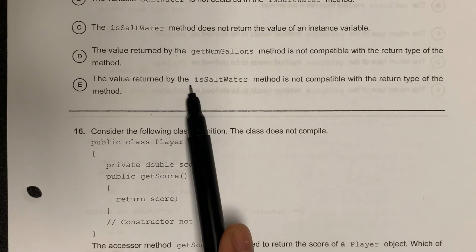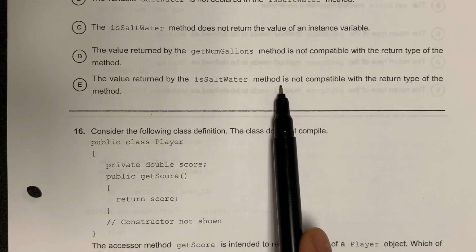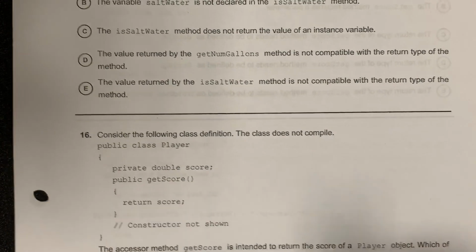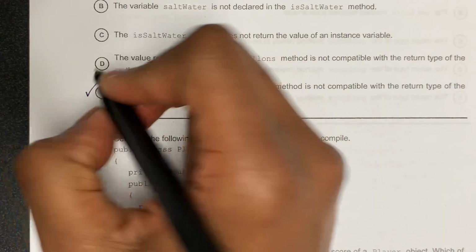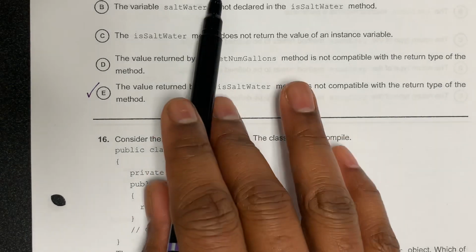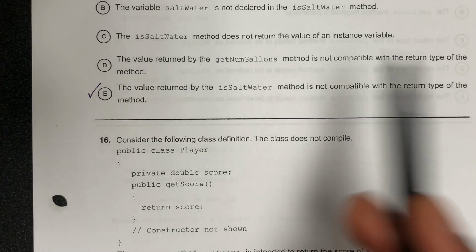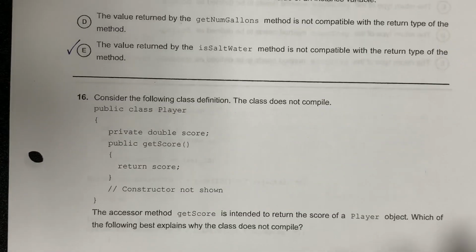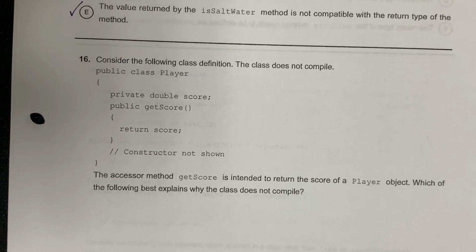The value returned by the isSaltwater method is not compatible with the return type of the method. That's going to be true. We don't have to go through the rest of the options. This is not necessary. So for number 16, we have a public class Player.